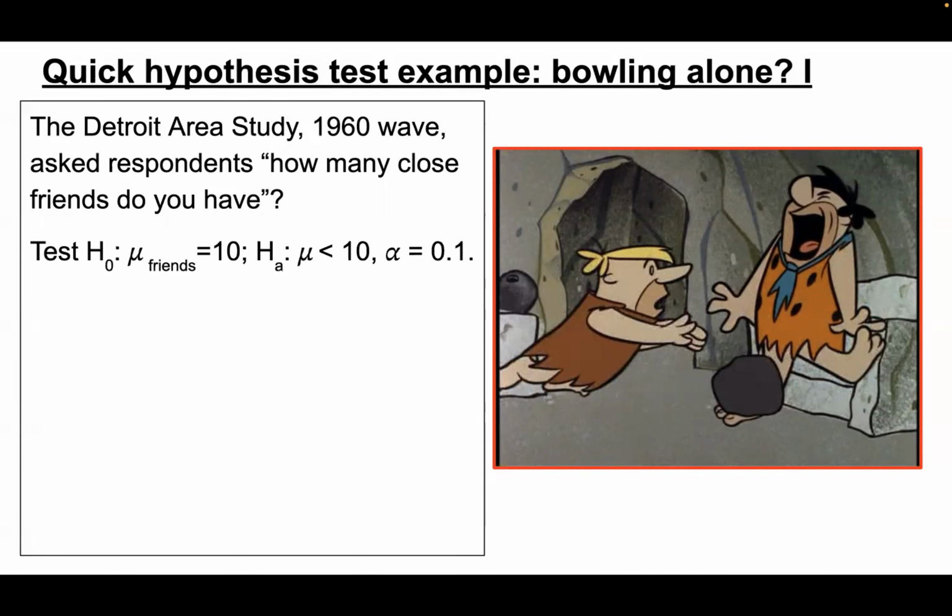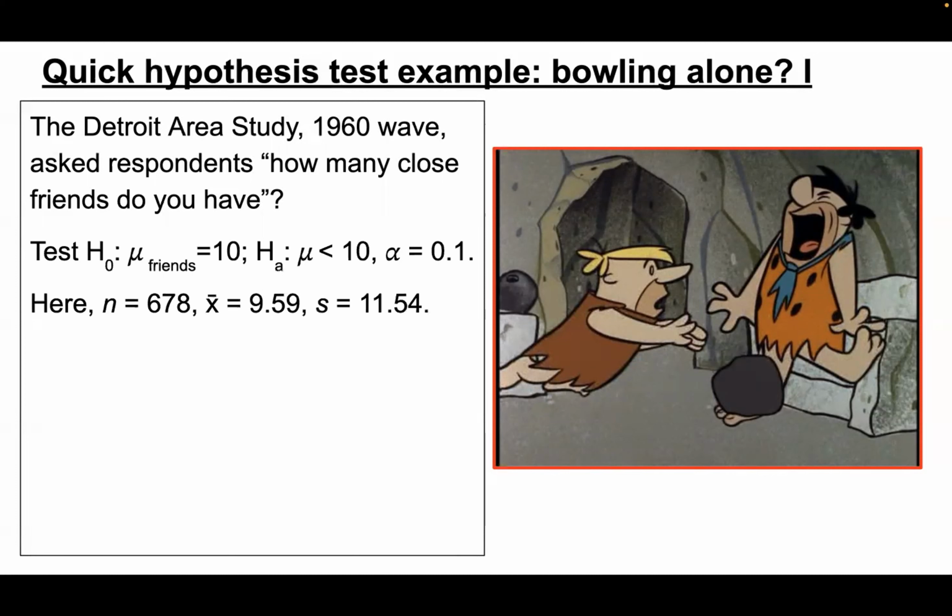So let's test the claim, the null hypothesis. The mean number of friends for people that responded to this study in 1960 was 10, against the alternative that it was less than 10. So this is a one-tail test, and we're going to use a cutoff of 0.1, just to vary it. 0.1 is a pretty common cutoff.